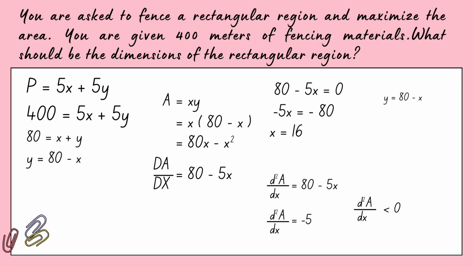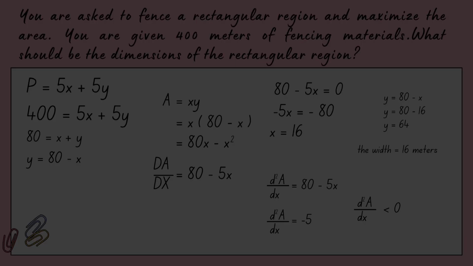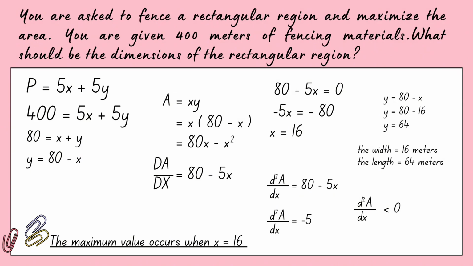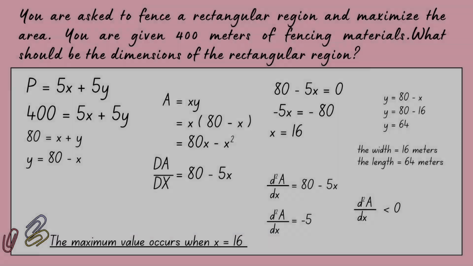Let's get the value of y. So y is equal to 200 minus x, and substitute 100 for x. So 200 minus 100 is equal to 100. The width is 100 meters and the length is 100 meters. That means the maximum value occurs when x is equal to 100.